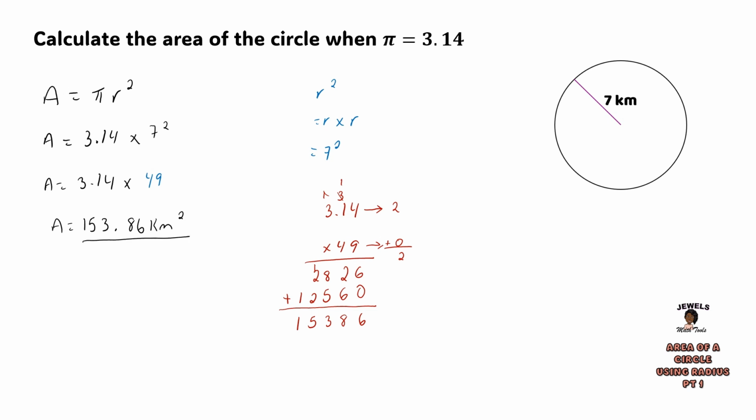Okay, so there you have it. We just calculated the area of our circle when we're given pi as 3.14 and our radius is equal to 7 kilometers.